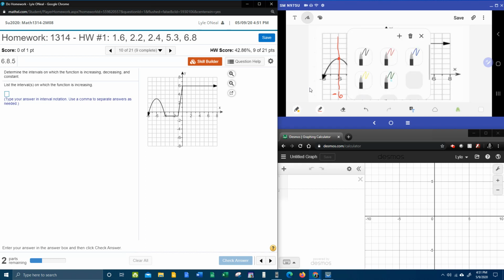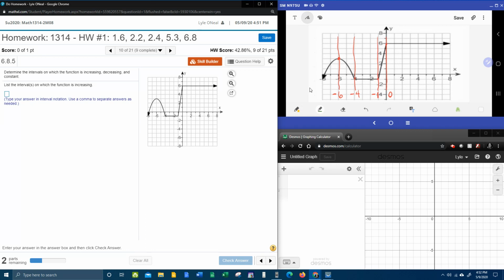Next step, we're going to go through and label each section with what it is doing. So the first section is increasing, it's going up. The next section is decreasing, it's going down. The next section is constant, it's flat. And the next section, we're increasing. And then finally, we're constant. Big C, we're constant out here.